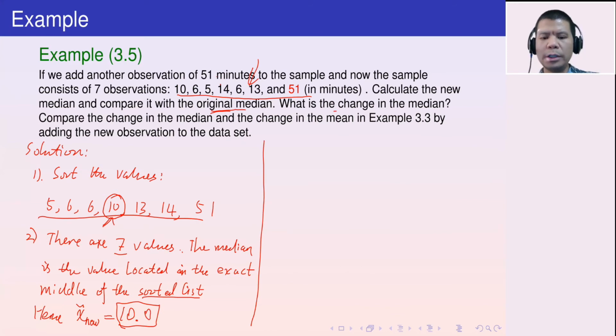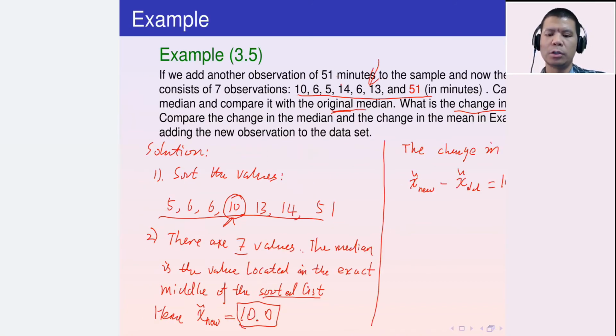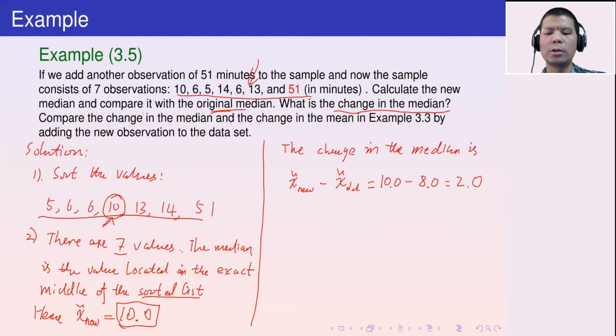Now, what is the change in the median? The change in the median is x tilde new minus x tilde old, which is 10.0 minus 8.0, where the old one is 8.0, so that's 2.0. So the median increased by 2.0. By adding this extreme value 51, the median increased by 2.0.